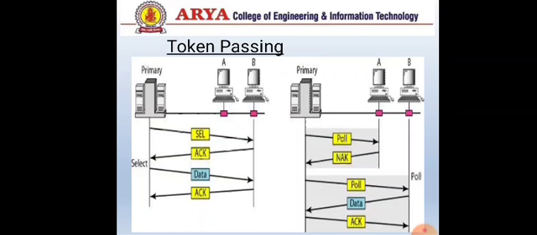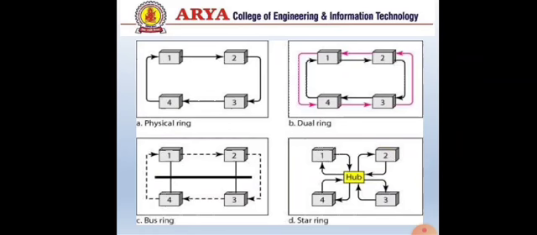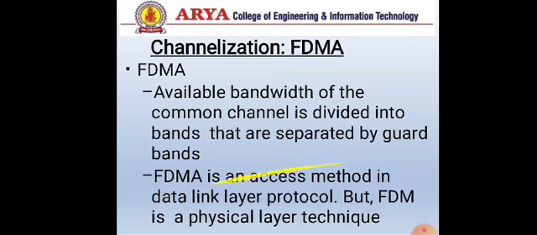So the sender receives the frame and recognizes itself in the source address field. It then examines the address recognized bits. If they are set, it knows the frame was received, and the sender then discards the used data frame and releases the token back to the ring. So this is the process through which token passing works. See, this is a physical ring, this is a dual ring, this is a bus ring, and this is a star ring. These kinds of networks we are using in token passing.